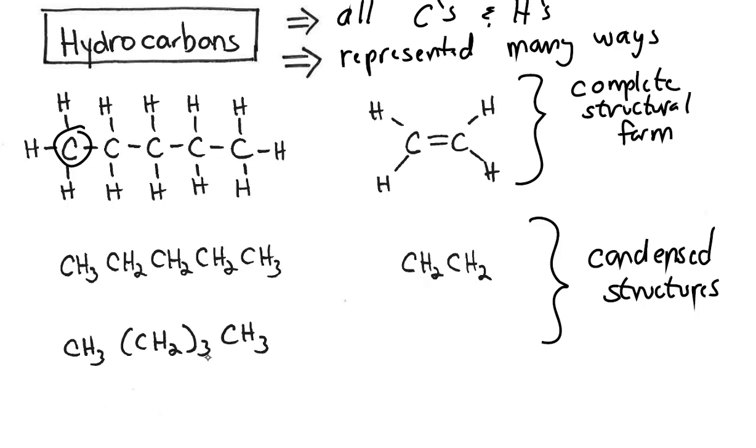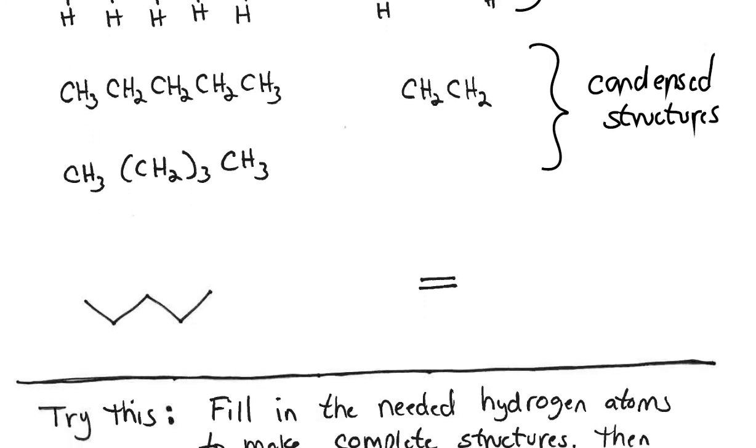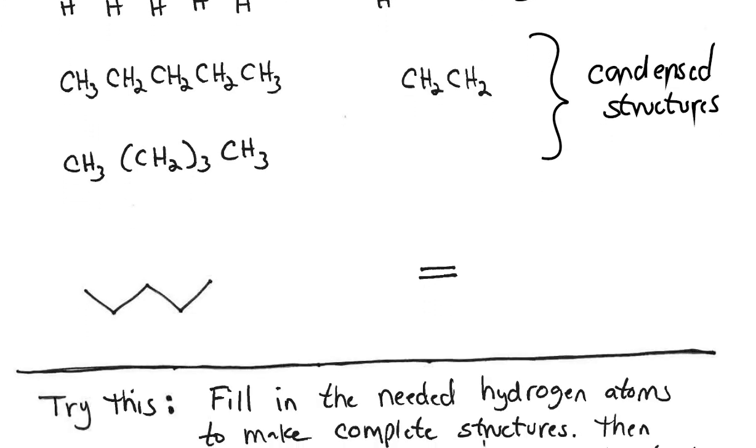Further, you can condense it even more. For example, this molecule on the left, which had 3 CH2 groups in the middle, you can put parentheses around the CH2 and a subscript showing how many of that group there are. So that can be another way of condensing them. All right, but let's look at another way that's even simpler.